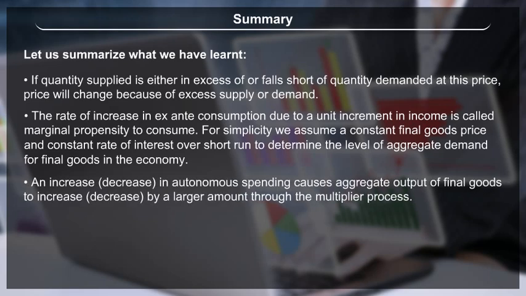An increase or decrease in autonomous spending causes aggregate output of final goods to increase or decrease by a larger amount through the multiplier process.